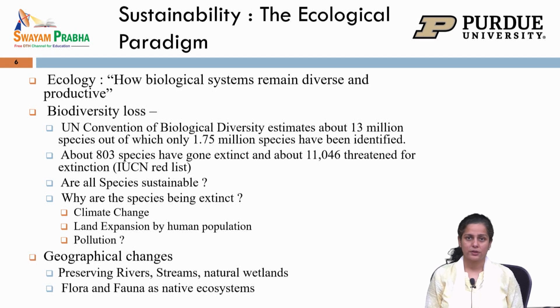There are also geographical changes that we have seen, such as issues with preserving rivers, streams and natural wetlands. A lot of natural wetlands have gone extinct. Flora and fauna as native ecosystems have also gone extinct. So, when we think about the ecological paradigm of sustainability, we think about the natural system and what can be preserved while we are making economic growth in our society.